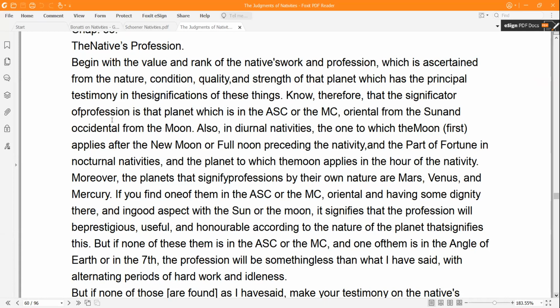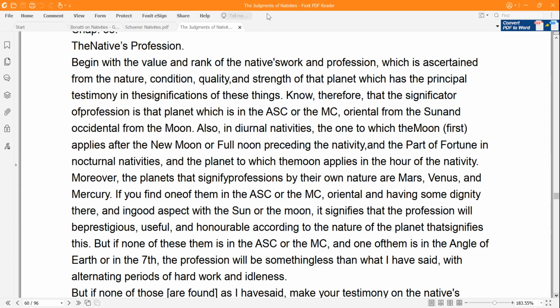The significator of a profession is that planet which is in the ascendant or the midheaven, oriental from the sun, so that means it rises before the sun and sets before the sun, and occidental from the moon. That part we've maybe seen before, but this is the part I realized I hadn't looked at closely enough. Also, in diurnal nativities, the one to which the moon first applies after the new moon or full moon preceding the nativity, and the part of fortune in nocturnal nativities. So in a diurnal chart, it's the planet to which the moon would be applying after the degree of the new moon or full moon. And we're going to look at that. Actually, let's look at that right now.